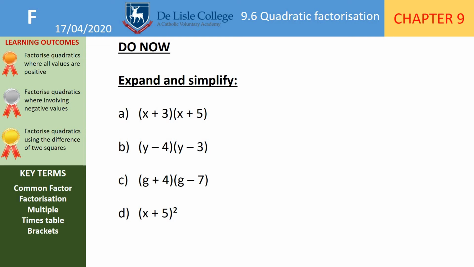Hello and welcome to this GCSE Foundation level Tier lesson 9.6 on quadratic factorisation, which builds on 9.5, which was quadratic expansion. So your do now task is to expand and simplify. Remember, this builds on your learning from last lesson. Remember to pause the video and show all your working out.